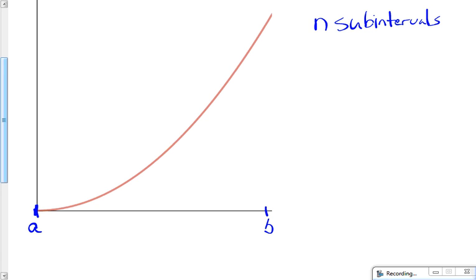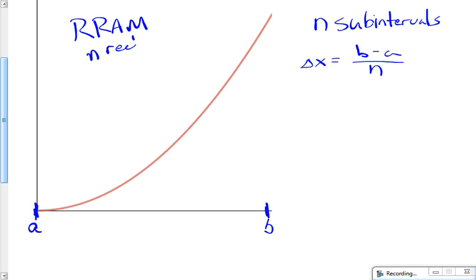So if I'm going to do n subintervals on an interval that goes from A to B, what's delta x? I'm hearing it. B minus A divided by n. Okay? Doesn't have to be that way, but we're going to assume delta x is consistent all the way across here. Okay? Now, I'm going to do a RAM with n rectangles. I'm not going to draw n rectangles because I'm not really sure I know how to do that. How do you draw n rectangles? You draw one more than n minus 1 rectangles?